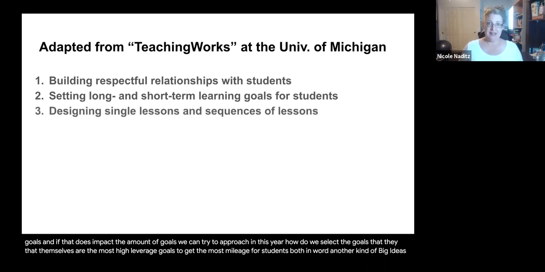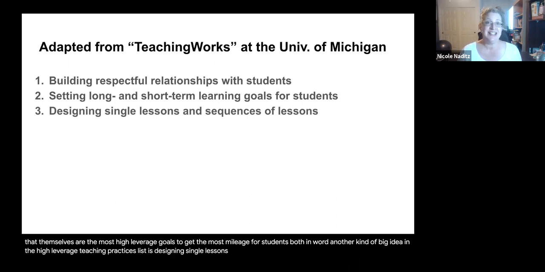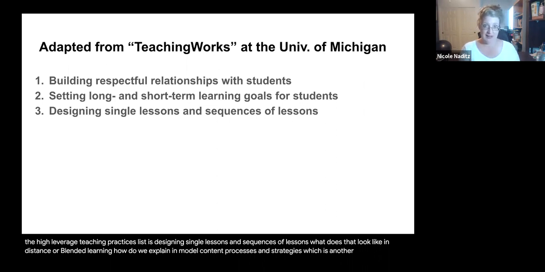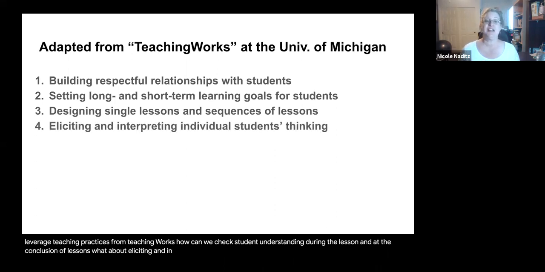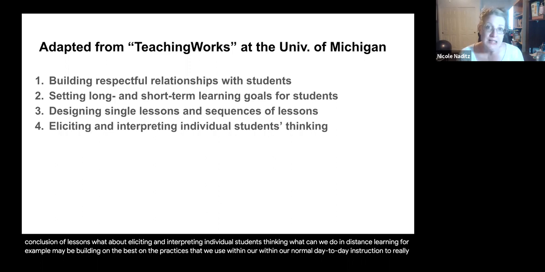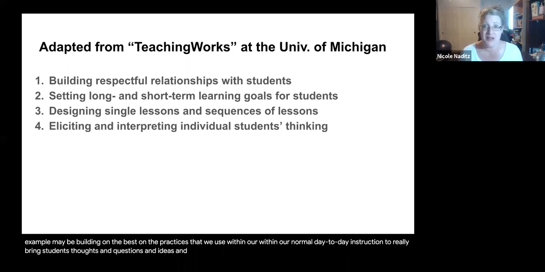Another big idea in the high leverage teaching practices list is designing single lessons and sequences of lessons. What does that look like in distance or blended learning? How do we explain and model content processes and strategies, which is another one of the high leverage teaching practices from Teaching Works? How can we check student understanding during the lesson and at the conclusion of lessons? What about eliciting and interpreting individual students' thinking? What can we do in distance learning, for example, maybe building on the practices that we use within our normal day-to-day instruction, to really bring students' thoughts and questions and ideas and explorations and inquiries into the learning space, whether that learning space is in our rooms or digital?